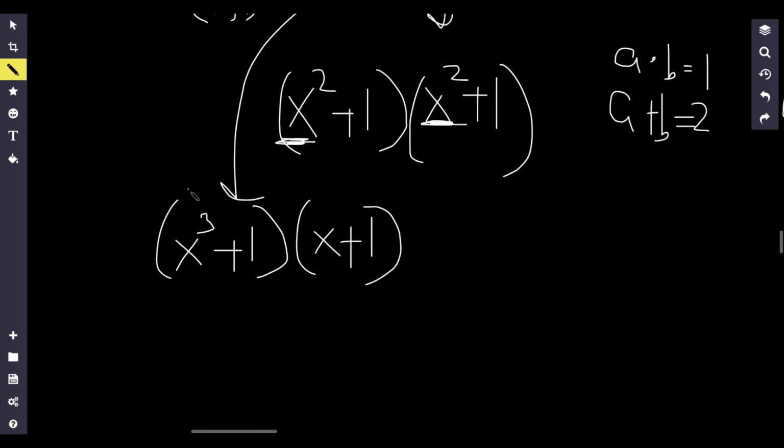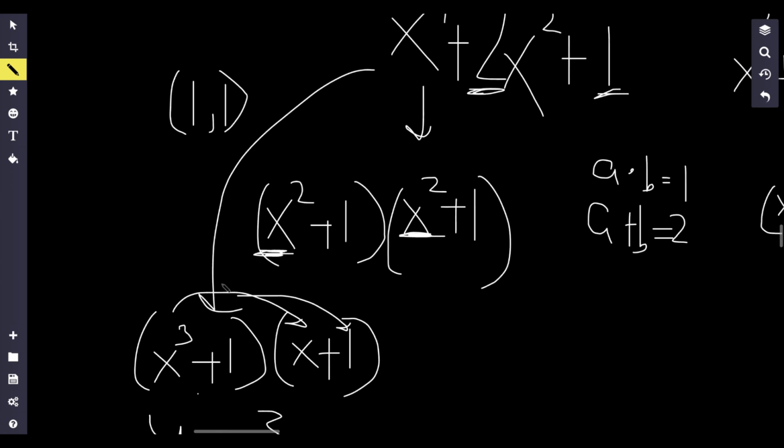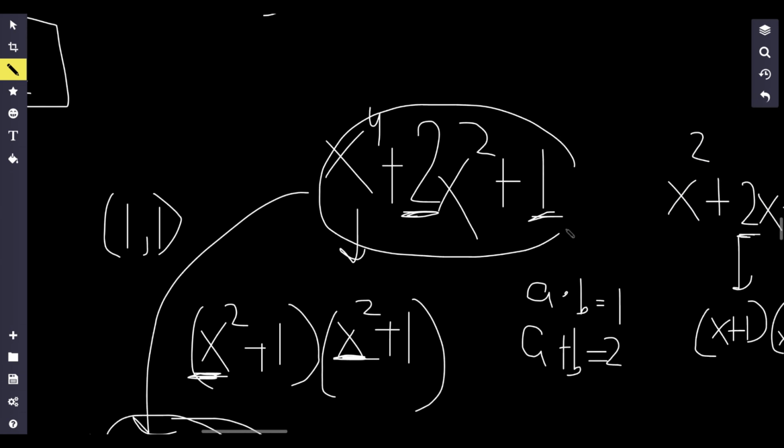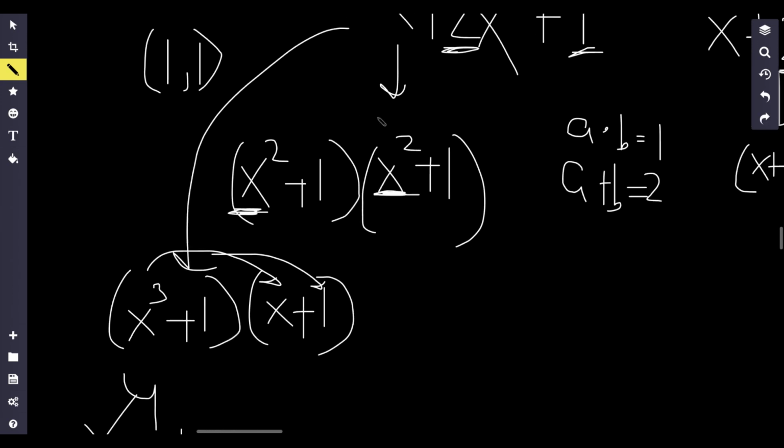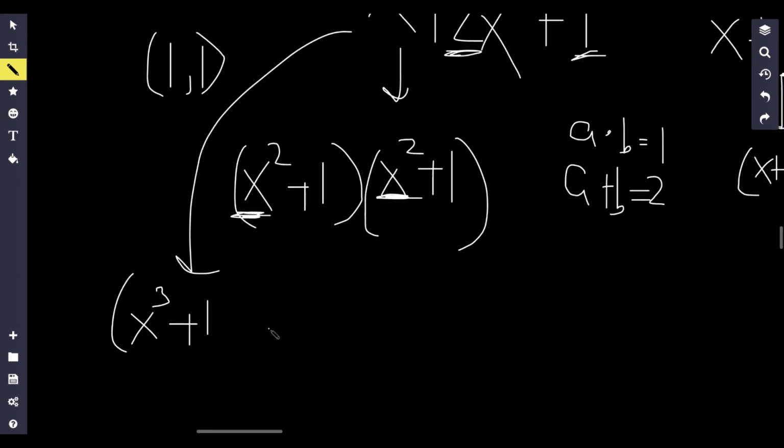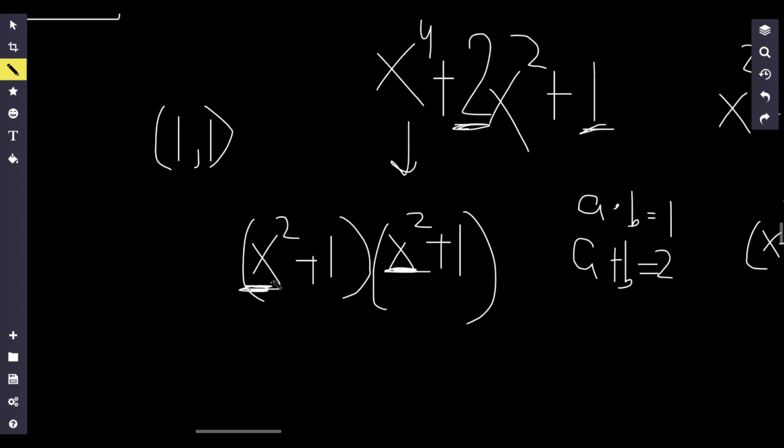And the reason why is because if you actually FOIL everything, you're going to get x times this, which is x to the 4th power, but then you're going to have x to the 3rd power times 1, and that's going to lead you to an x to the 3rd power term. But the problem is that we don't have an x to the 3rd power term right over here. We only have an x to the 2nd power term, meaning that we can't do it this way. And actually the correct combination is x to the 2nd power plus 1 times x to the 2nd power plus 1.